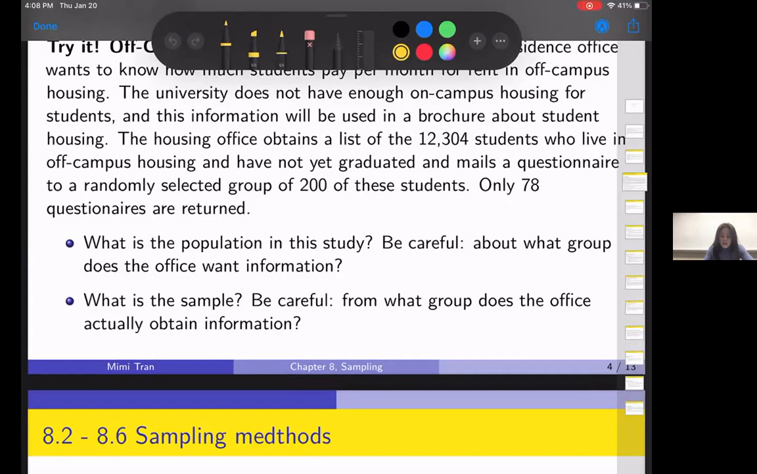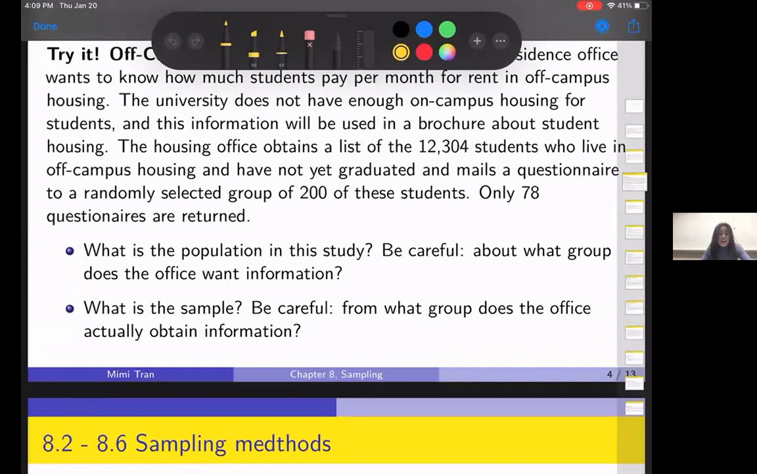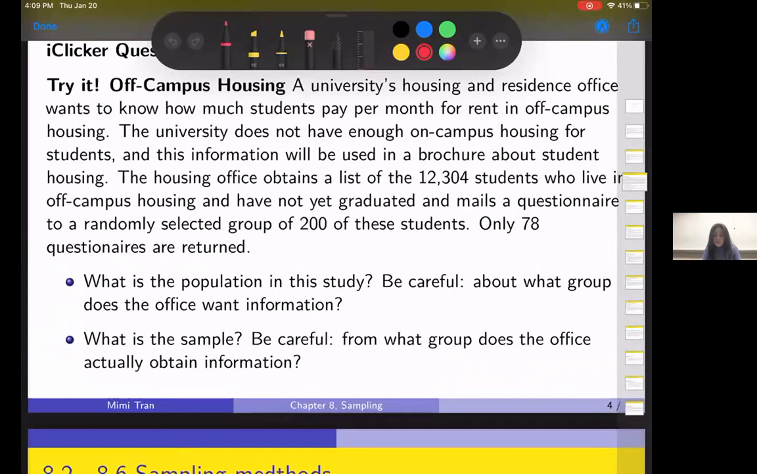So the population is everybody, right? In this case, they want to know about the students who live in off-campus housing. So how many are there? The list contains 12,304 students who live in off-campus housing. Let me highlight the population here in red. So that's how you state the population: number and then the context. What does 12,304 represent? Students who live in off-campus housing, right?